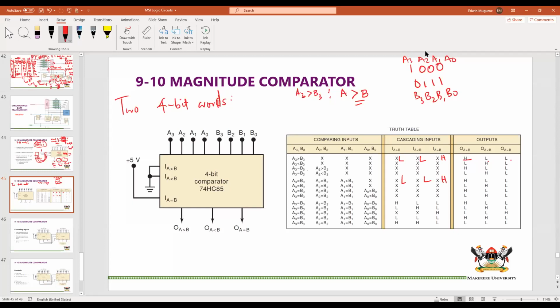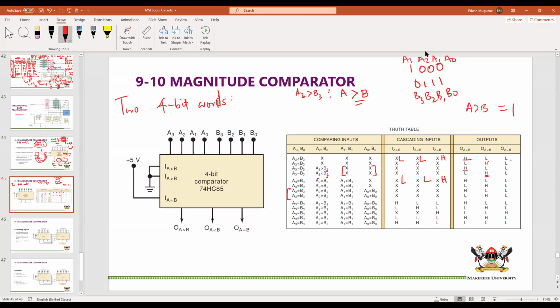We compare A2 and B2. If A2 is greater than B2, we don't care what these others are actually. But if A2 is greater than B2, then we are going to have A greater than B as a 1. And I think you can see in this case that A greater than B is high. But if A2 is less than B2, then A less than B will be high. Obviously, this will be low. So when it is the right result, the output will be high, and for the others, the output will be low. And so really this is quite easy.